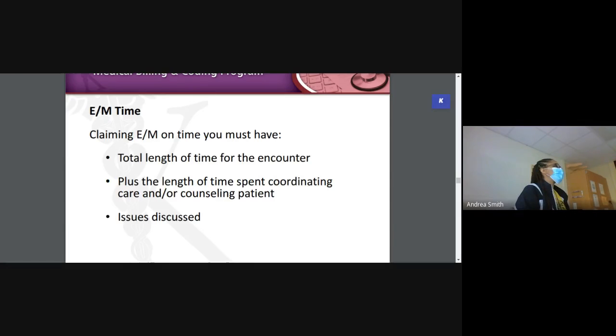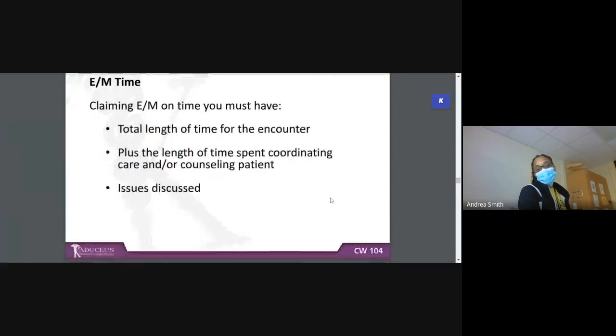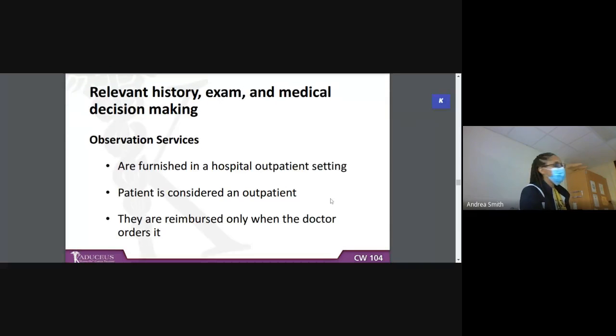You also need to add the length of time spent coordinating care and consulting the patient. That's what I mean by reading the chart and reviewing the records. That's coordination of care, and any issues discussed. You can also bill for that as well. Then there's the relevant history, exam, and medical decision making. Again, there's MDM. You see it again. Don't forget it.